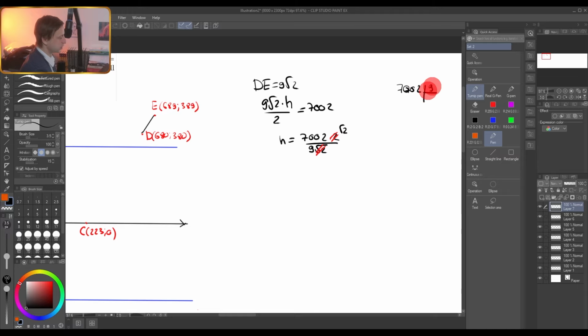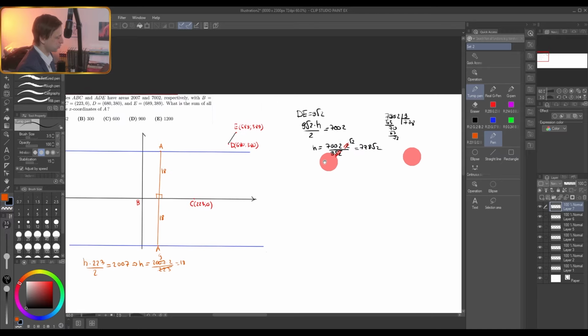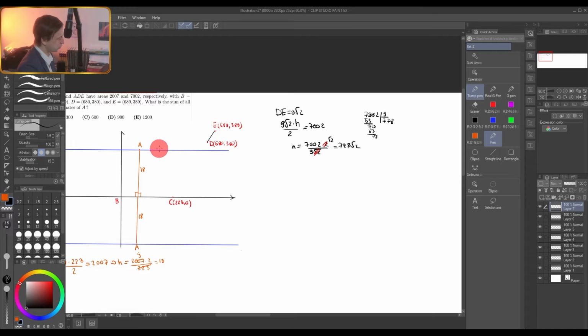7002. Let's quickly divide it by 9. It will be 7 minus 63. 7 minus 63, it will be 778. Perfect. So 778 square root of 2 should be the necessary distance from A to this line.